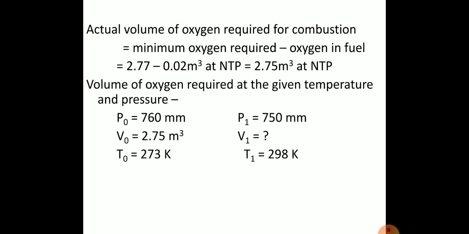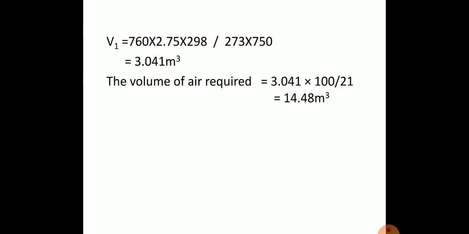So the volume of oxygen required at the given temperature and pressure: initial pressure, volume and temperature are given, and the change in volume is to be calculated at a specified pressure. P1 is 750 mm of mercury and T1 is 298 Kelvin. By this formula, V1 is 3.041 meter cube. This is the volume of oxygen. So the volume of air required is 3.041 into 100 upon 21, and its numerical value is 14.48 meter cube.